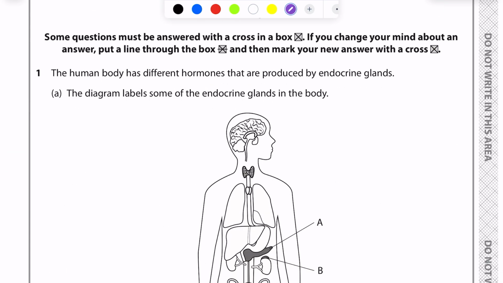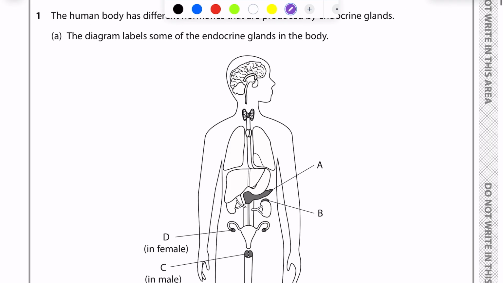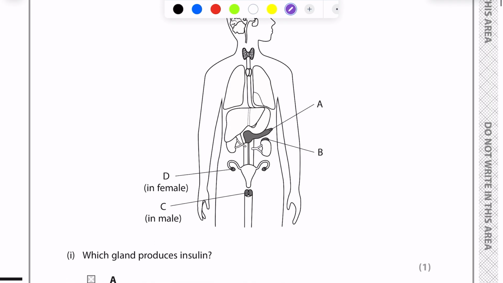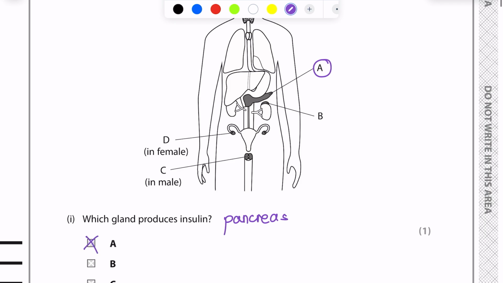The human body has different hormones that are produced by endocrine glands. The diagram labels some of these endocrine glands in the body. Which gland produces insulin? That is the pancreas, which is the vine leaf-shaped gland, so that's A. Do make sure you can label the other ones, just as a matter of course.